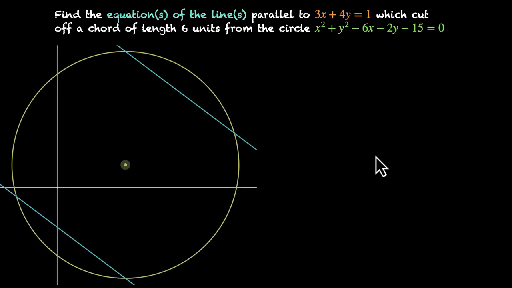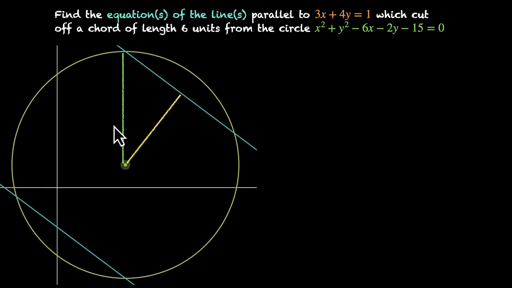So let's draw 2 lines. These 2 lines, let's assume that they cut off an intercept of 6 units. And they both are parallel to this line 3x plus 4y equals 1. What we need is the equation of these 2 lines. How do we do this? Let's first join a few points and draw some triangles. If we draw the perpendicular from this point to this line, we get this. If we join this, we get the radius.